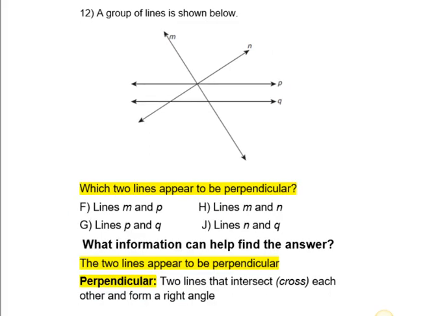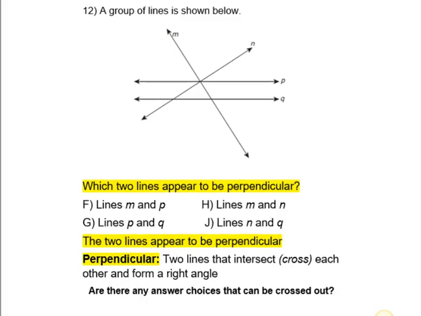What information can help us find the answer? Okay, because we're looking for the two lines that appear perpendicular, we need to know what that means. Perpendicular means two lines that intersect or cross each other and form a right angle. Based on that information, can you find the wrong answers that can be crossed out?